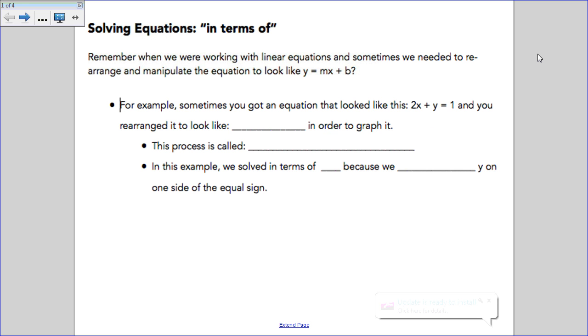Hey, this is our first video in our substitution packet. Okay, it's on solving equations in terms of. This should be a little bit of a review because you've seen this concept before, just maybe not using these words.